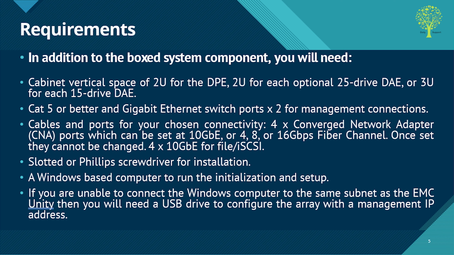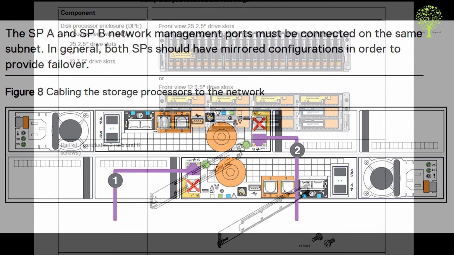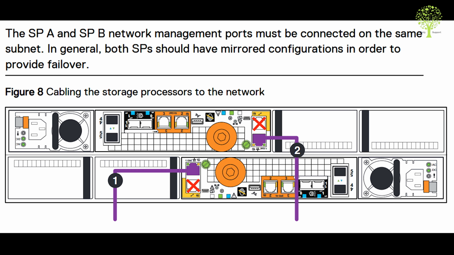Cabinet space: 2U for DPE, 2U per optional 25-drive DAE, or 3U per 15-drive DAE. Network requirements: Cat5 or better cables, 2 gigabit Ethernet switch ports for management. Connectivity: 4 ports, configurable to 10 Gb, or 4/8/16 gigabit per second Fibre Channel, fixed after setup, plus 4x10 Gb for file/ISC. Tools: slotted/Phillips screwdriver.